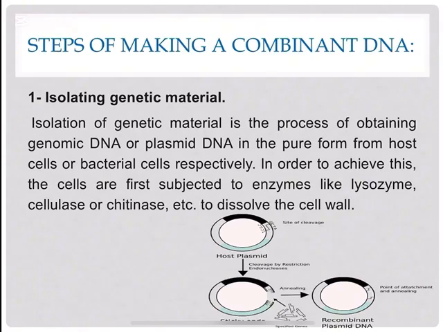Now we'll start off the steps of making a recombinant DNA. Step 1 is isolating genetic material. Isolation of genetic material is the process of obtaining genomic DNA or plasmid DNA in the pure form from host cell or bacterial cell respectively. In order to achieve this, the cells are first subjected to enzymes like lysozyme, cellulase, or chitinase, etc. to dissolve the cell wall.